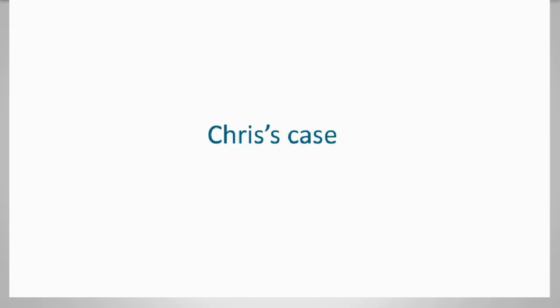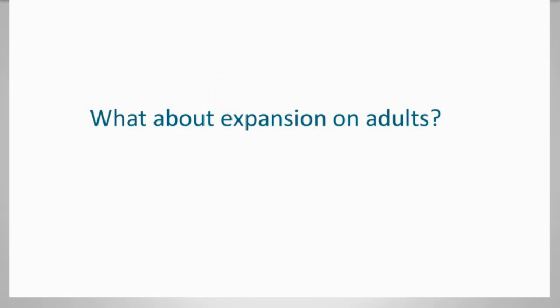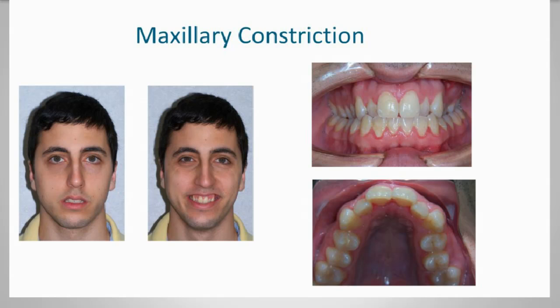Okay, let's look at this case. What about expansion on adults? We're going to start looking into expansion because it's going to end up being very much the framework of this talk: expansion in light of these studies that are coming out with the facial skeleton. So, adult patient, obviously maxillary constricted. You can just tell by his facial features. This patient is a mouth breather. He is struggling to breathe through his nose.